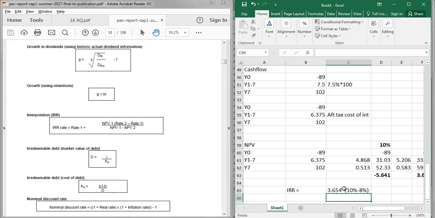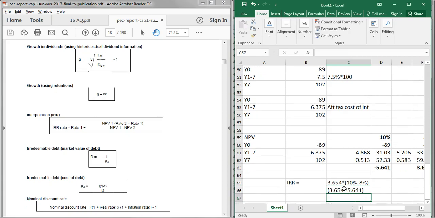And that's divided by NPV1, 3.654. Watch it here, it's a minus 5.641. So the thing you need to watch there about the minus, that becomes a plus. So on the top, it's 3.654 times 2%. And on the bottom, it's 3.654 plus 5.641. Because when you minus a minus, it becomes a plus. Right. So that's the fraction element of that.